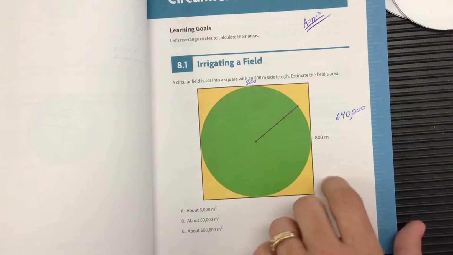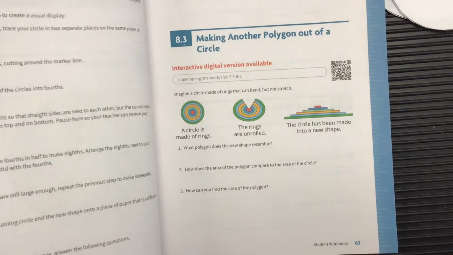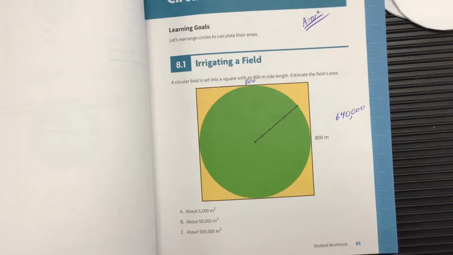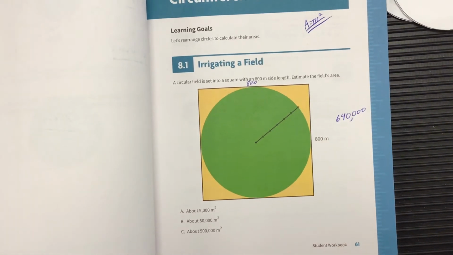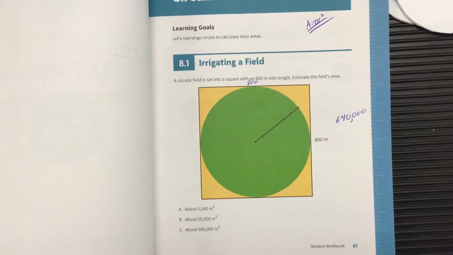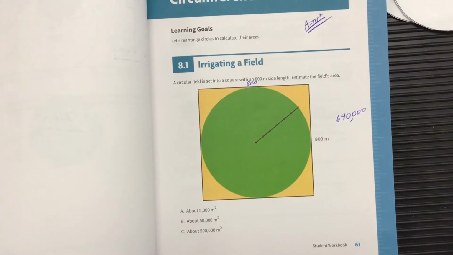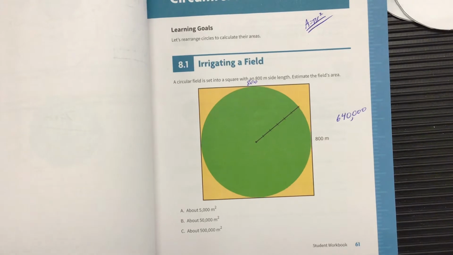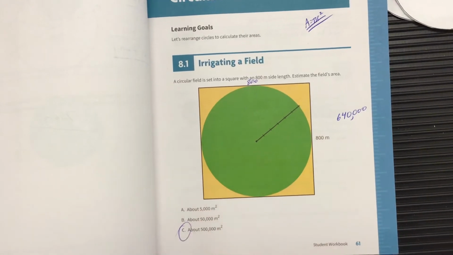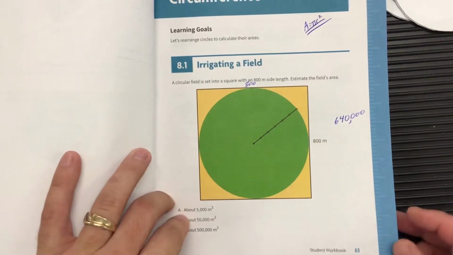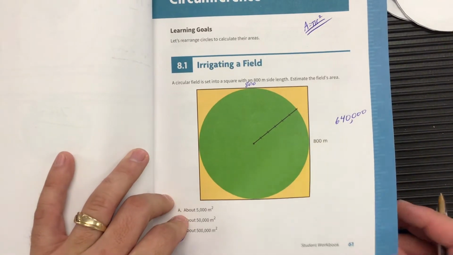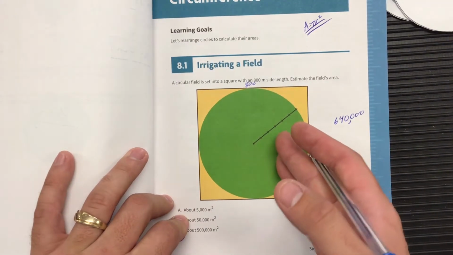Okay, so which one, looking at the options, A, B, C, D, E, is going to be less than 640,000, but yet be probably pretty close because the circle pretty much fills up the majority of that square? C. Yeah, absolutely. C is correct. Again, when it says estimate, I didn't actually have to take pi r squared.